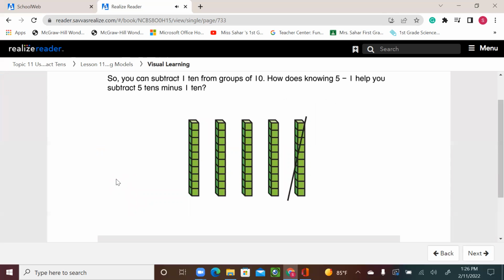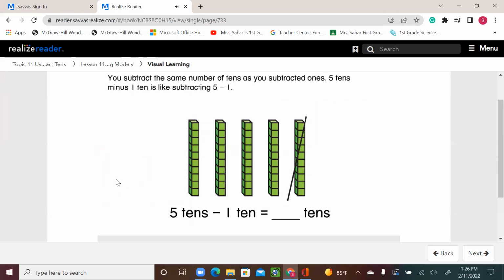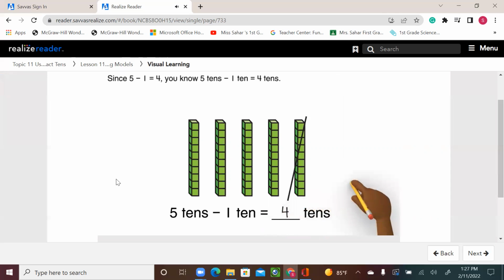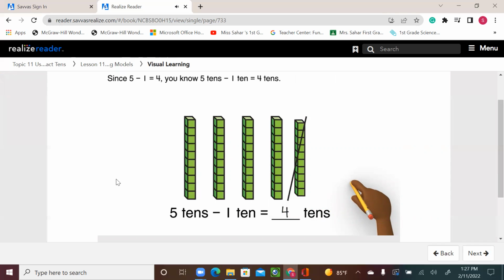So you can subtract 1 ten from groups of 10. How does knowing 5 minus 1 help you subtract 5 tens minus 1 ten? You subtract the same number of tens as you subtracted ones. 5 tens minus 1 ten is like subtracting 5 minus 1. Since 5 minus 1 equals 4, you know 5 tens minus 1 ten equals 4 tens.